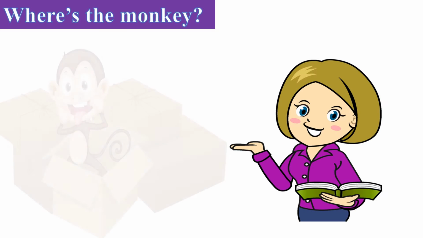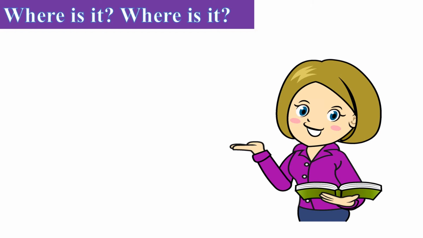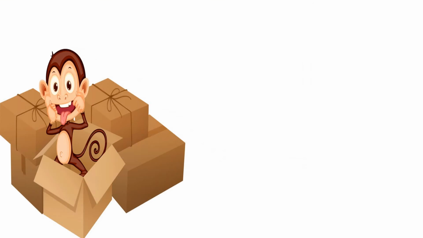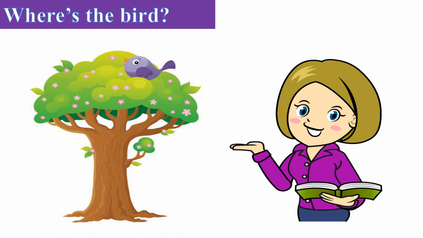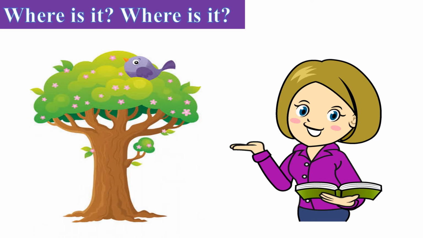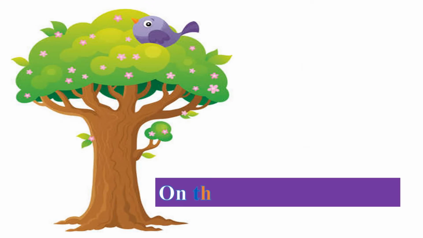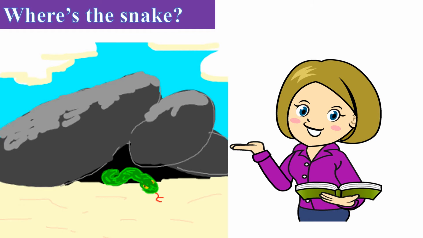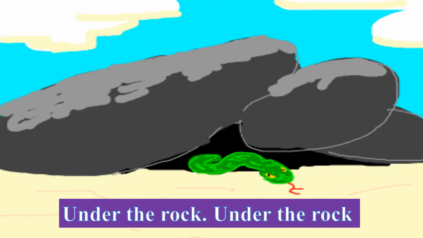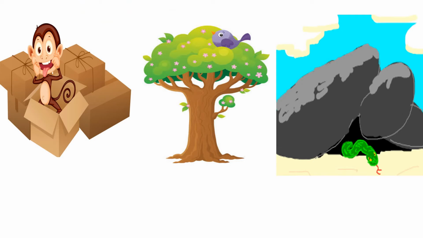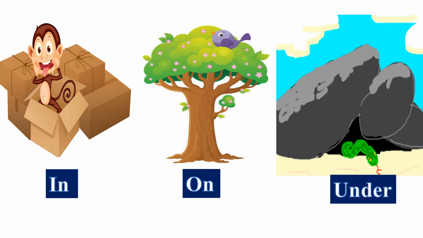Where is the monkey? Where is it? In the box. In the box. Where is the bird? Where is it? On the tree. On the tree. Where is the snake? Where is it? Under the rock. Under the rock. In, on, under.